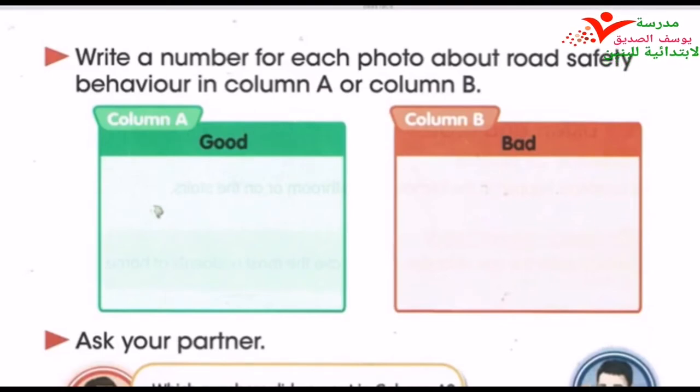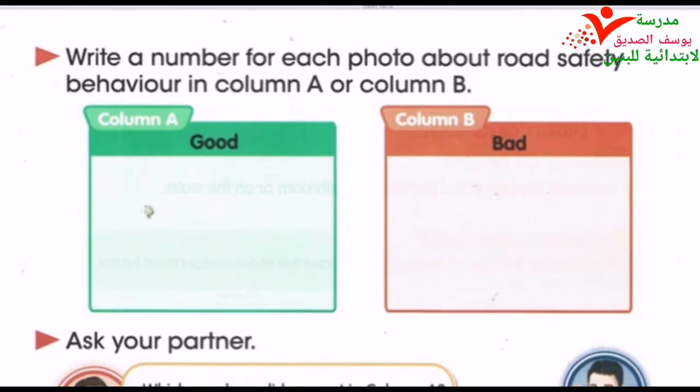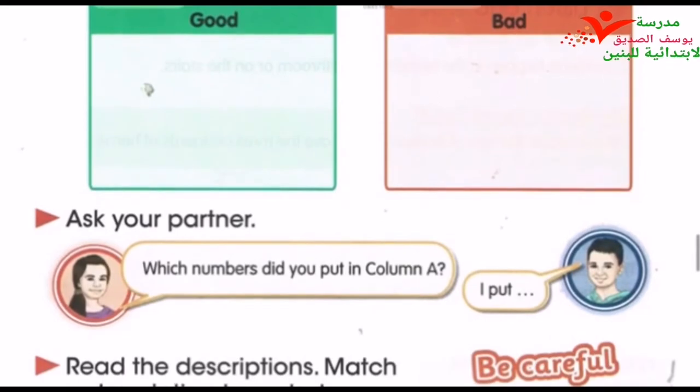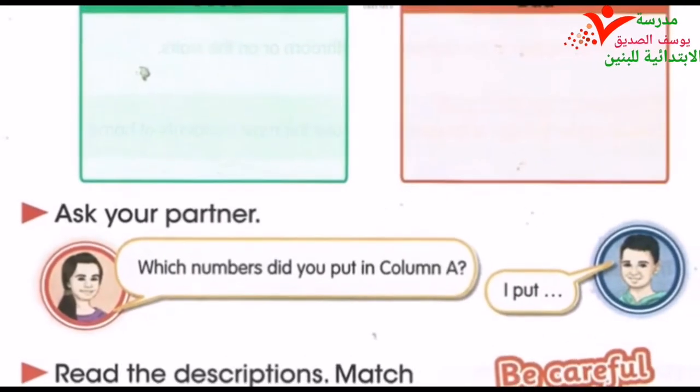Okay? Column B, he had bad. Number 5, number 7, and number 9. Okay? Okay, my dear students. And here we have ask your partner. And now we have just for exercise, practice.